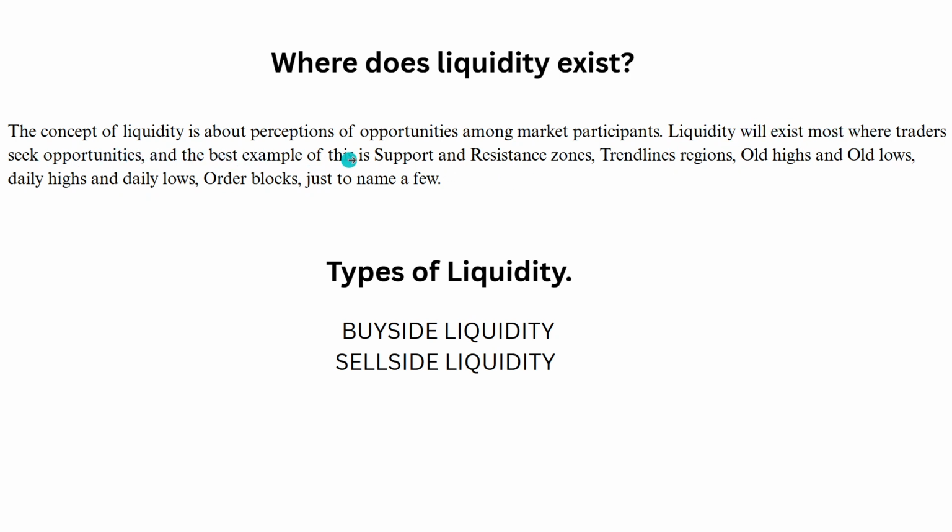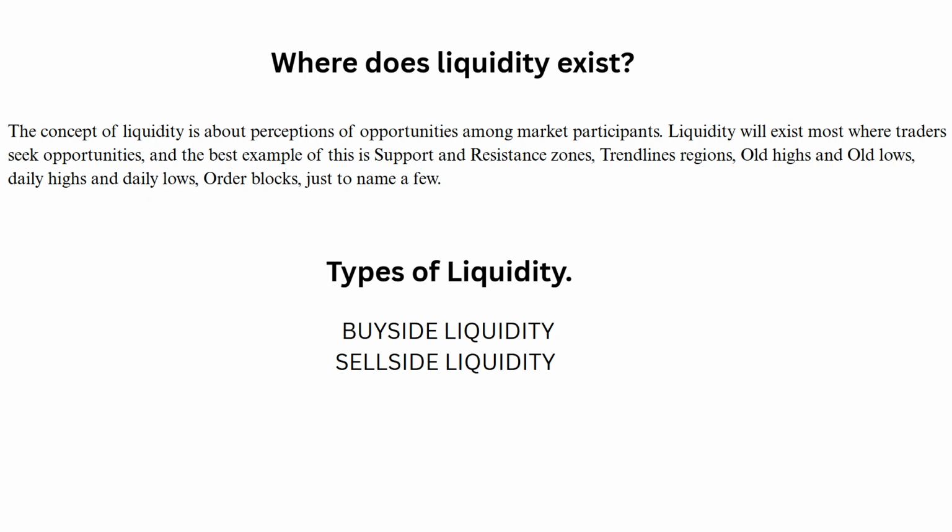The best examples of these are support and resistance zones, trend line regions, old highs and old lows, daily highs and daily lows, order blocks, fair value gaps, indicators, a lot of things, just to name a few. So where you know that participants are going to get more opportunity, that is where you seek liquidity.